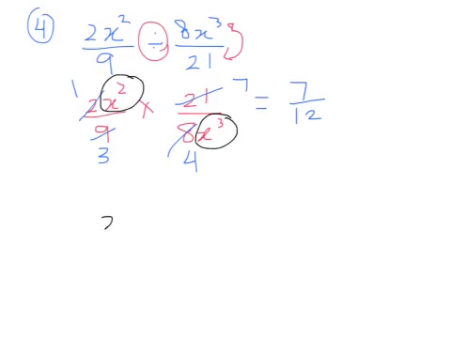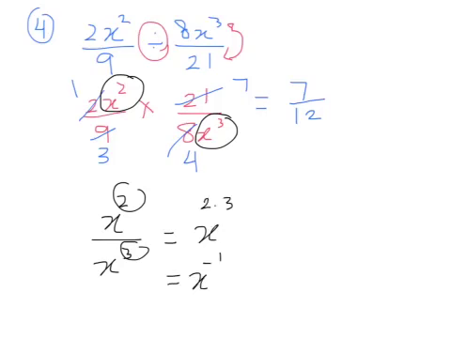Now I want you to pay attention to the x squared and the x cubed. This is as if you have x squared over x cubed. In other words, we subtract the indices. So we have 2 take away 3, which gives x to the minus 1. That can be written as x to the minus 1 as an answer, or x to the power negative 1 can be written as 1 on x.